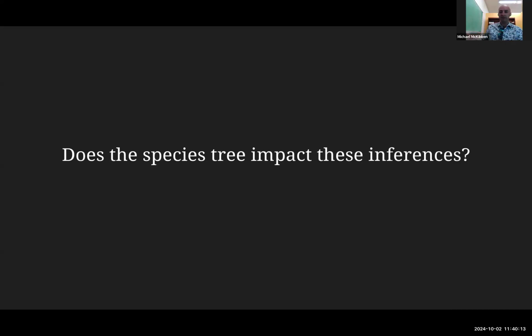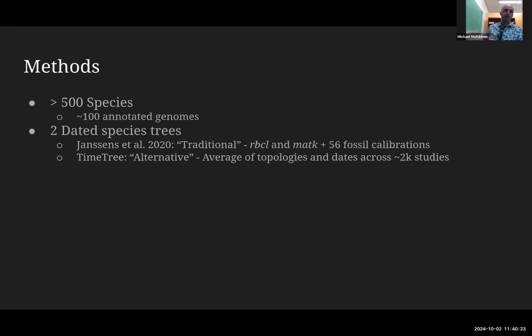And so that led me to think about how we can begin to address this issue and whether or not the species tree has significant impacts on our inferences. For this, I subsected down the 1KP analysis to 500 species. I'll get into the reason why in a few slides. And I added in 100 annotated reference genomes to do our own synthetic analyses.